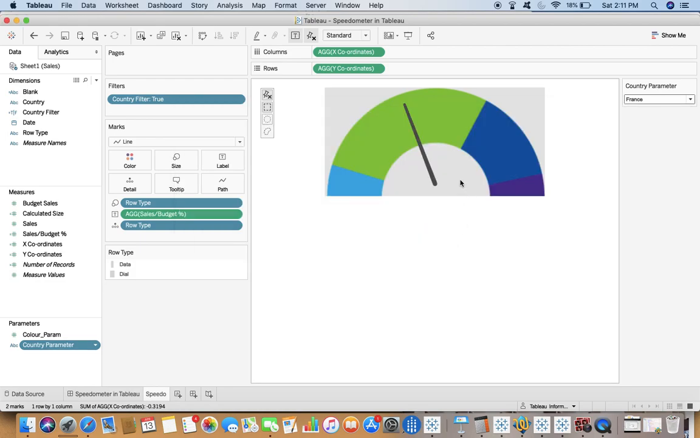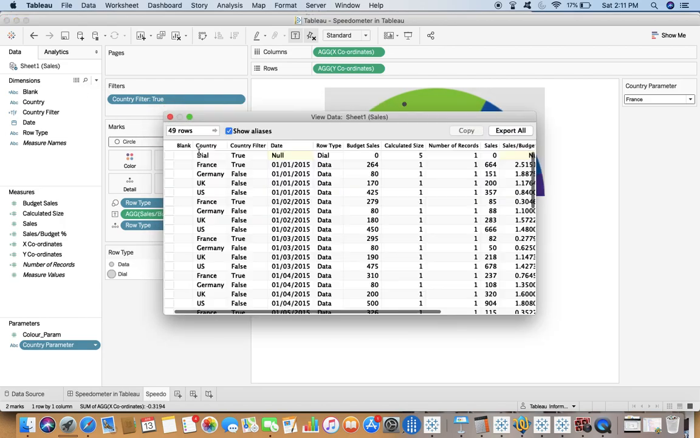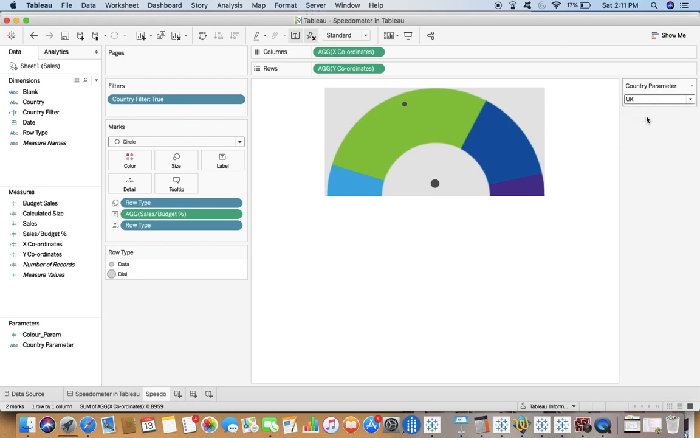So why do we have this calculation? Basically the line, that cool line that is moving here and there, is because of two points actually. If I turn this to circle, now you understand. One point will be the static one, dial, the dummy row, you remember the first row. This is the static point, while the other point would be variable because we will be making use of the country parameter to make our visualization more interactive. So as I change my country, you can see this static one will remain there, but this will change according to the country, and that's why we are making use of this calculation to include both the points. Fair enough.